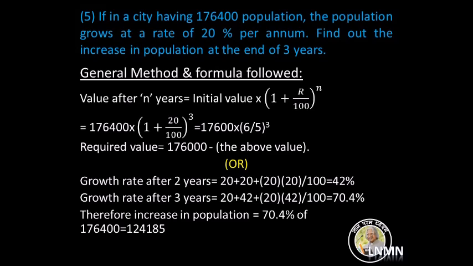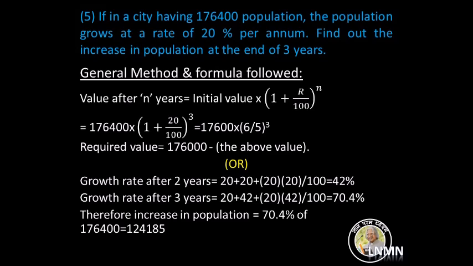The growth rate after 2 years. The same formula which we have used, a plus b plus ab by 100, that is 20 plus 20 plus 400 by 100, that is 42%. After 2 years, the growth rate will be 42%. Next, for the next year, 20 plus 42 plus 20 into 42 by 100, that will give us 70.4%. This is the percentage increase in the population.